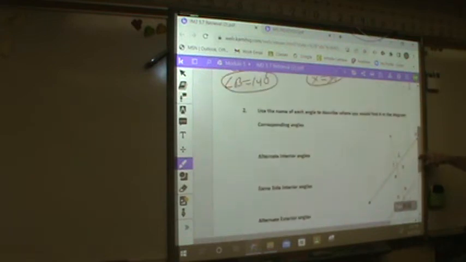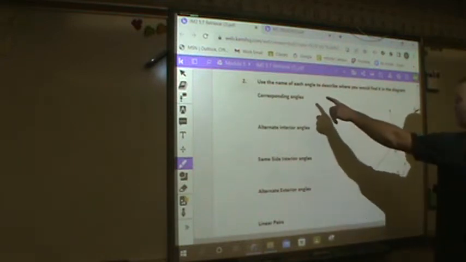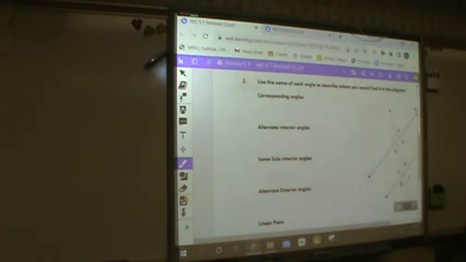All right? Now down here we talked about identifying angles, and we talked a little bit in class about corresponding angles. Name each of the angles to describe where you would find them. So corresponding angles, alternate interior. You have to study these. You have to know what these are.